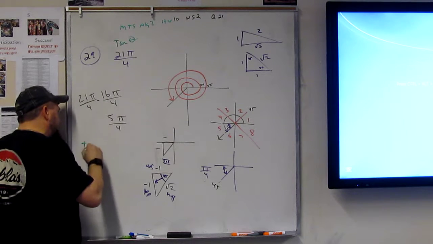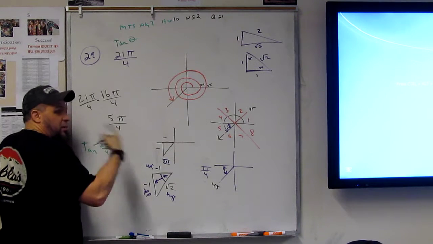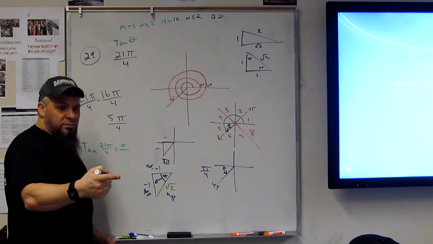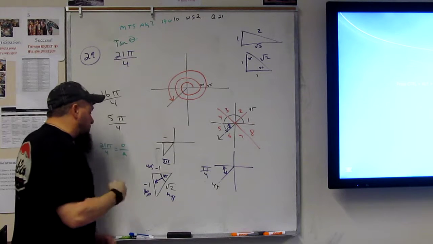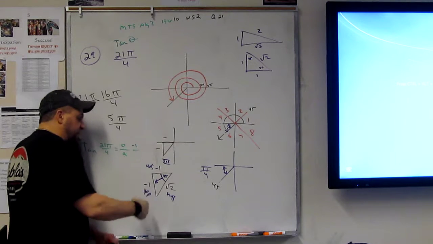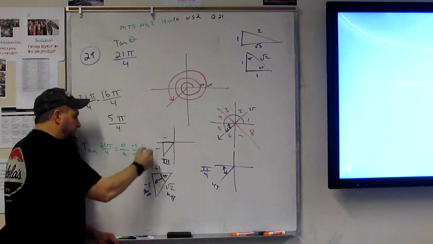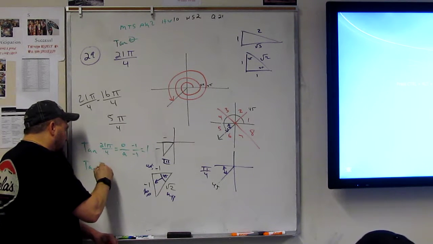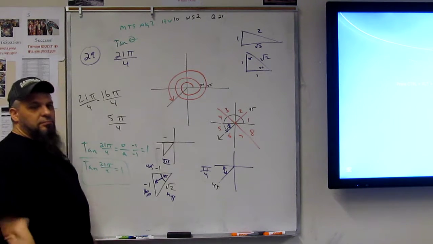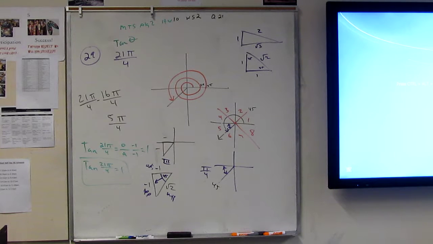Okay? So what is the tangent of this? The tangent of 21 pi over 4 is equal to opposite over adjacent, right? So opposite over adjacent. So what's the opposite side? Negative 1. And what's the adjacent side? Negative 1. So what's negative 1 divided by negative 1? 1. So tangent 21 pi over 4 is equal to 1. And that's it. Is it getting a little better?